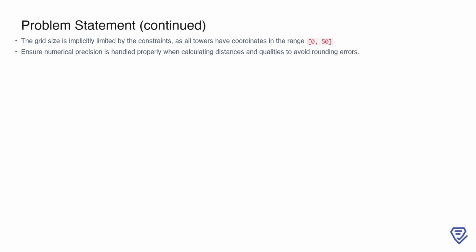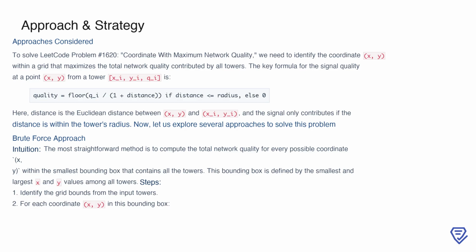To solve the problem of finding the coordinate with the maximum network quality, we first need to understand the underlying formula for signal quality. The quality contributed by a tower to a point is calculated as the floor of the tower's quality value divided by 1 plus the distance between the tower and the point, but only if this distance is within the tower's radius. This means the closer a point is to a tower, the higher the contribution to the network quality, provided the point lies within the tower's influence range.